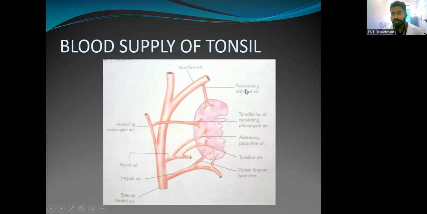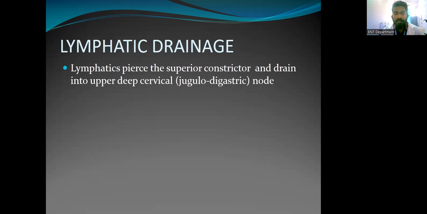And then D. One is the descending palatine artery, which is a branch of the maxillary artery. And then you have the dorsal lingual branches, which are from the lingual artery. So this is the basic blood supply of the tonsil. The venous drainage follows the artery, and you have the paratonsillar veins also.